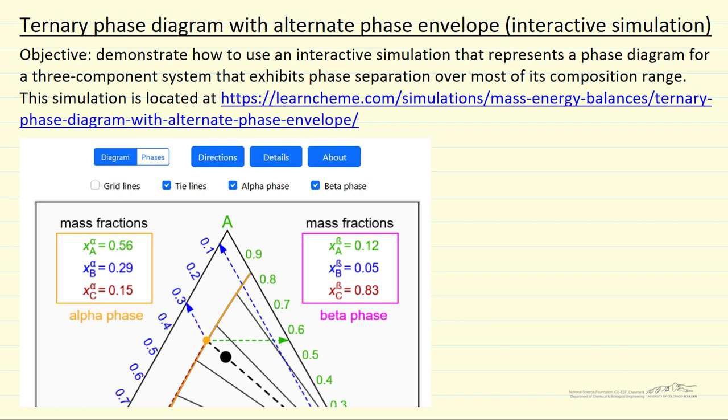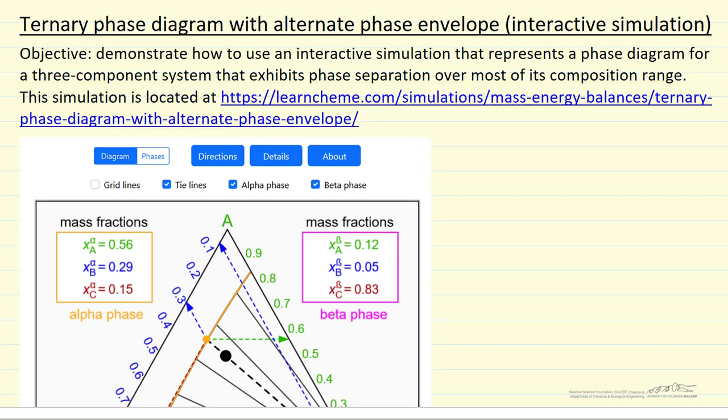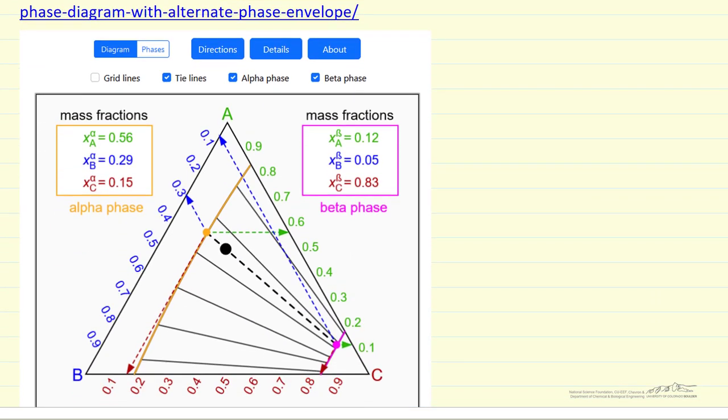I'm going to show how to use an interactive simulation that models a ternary phase diagram in what we've called an alternate phase envelope. The simulation is located at the link given here, and I'm showing you a snapshot of the simulation where, remember, for a ternary phase diagram, the corners are pure component A at the top, pure component B at the left bottom, and pure component C at the right bottom.